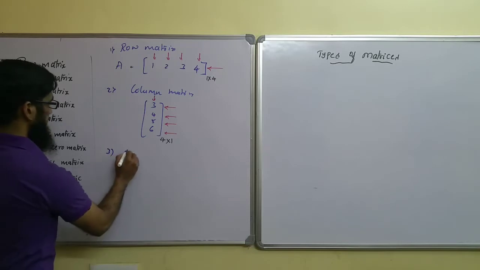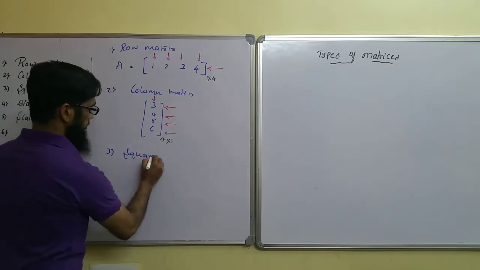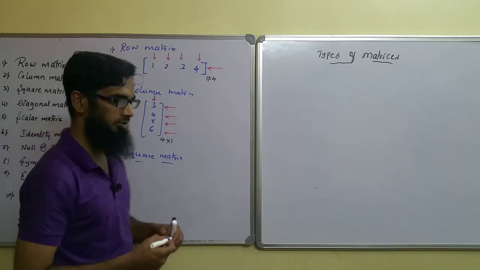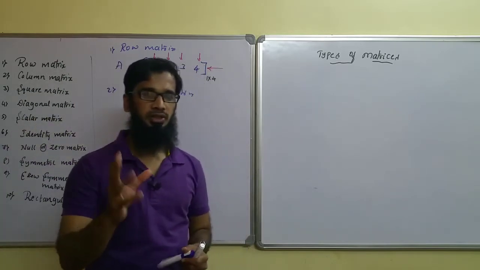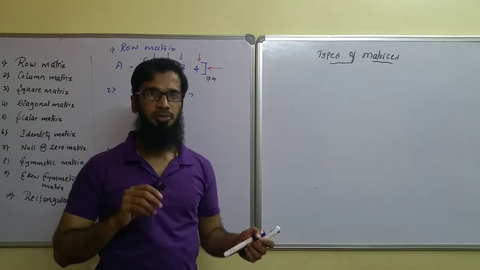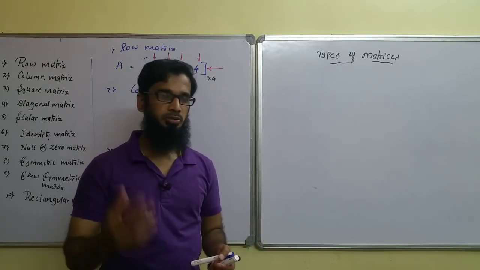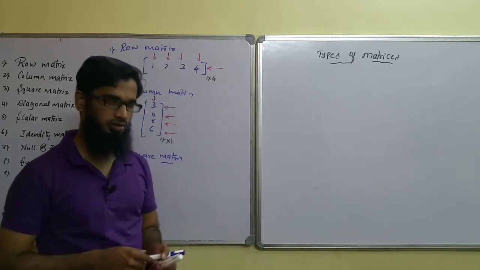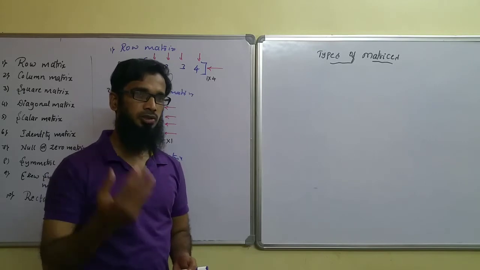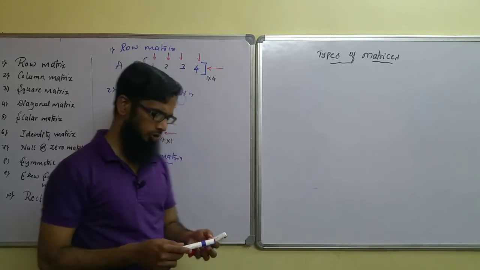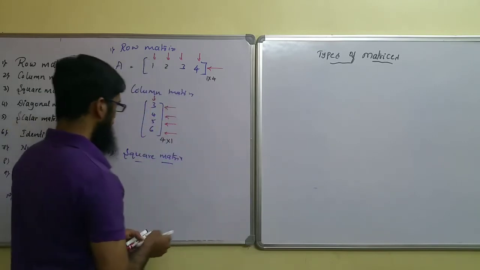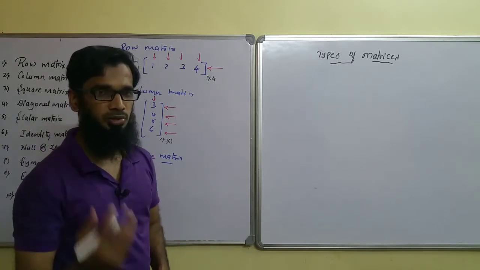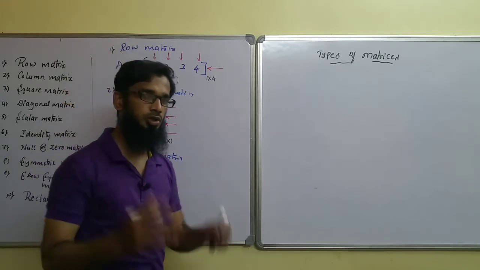That is the square matrix here. In a square matrix, both the rows and the columns should be the same. If I take a 2 cross 2 matrix, it means 2 rows and 2 columns. If I take a 3 cross 3 matrix, there will be 3 rows and 3 columns. What I mean to say is that a square matrix is a matrix which has the same number of rows and the same number of columns.